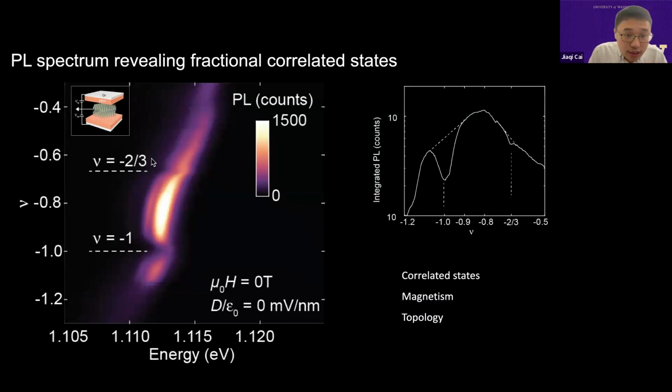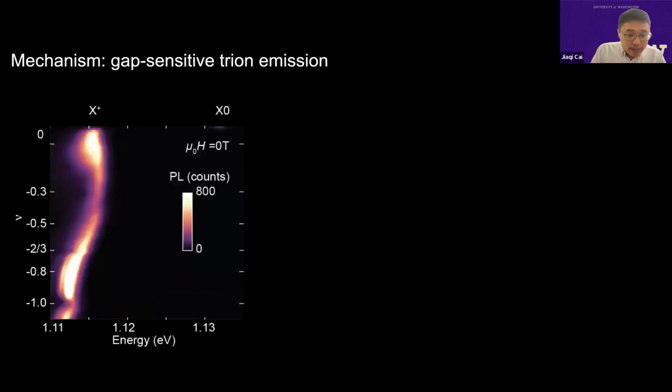Actually now, if you integrate this PL signal, you can see two dips on the spectrum, and the two dips correspond to the integer state and fractional states. So now we establish that inside the system we have some correlated states going on there, non-trivial interactions inducing the correlated states.